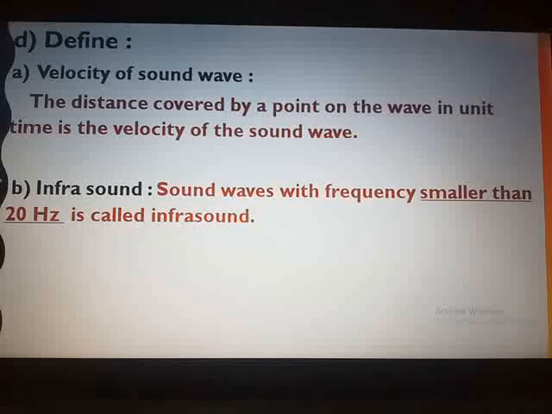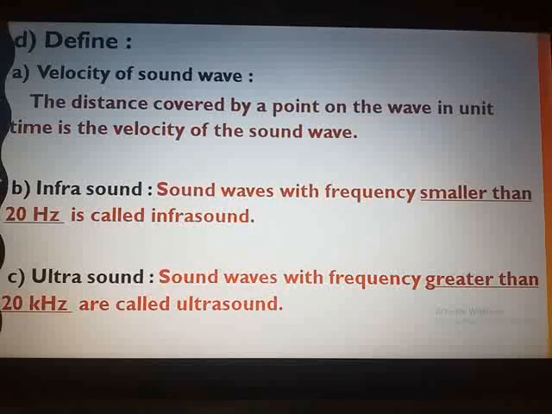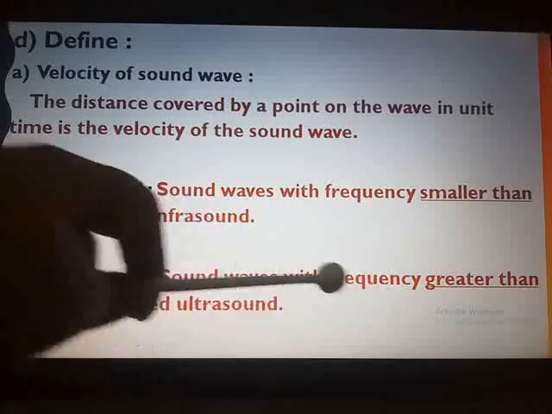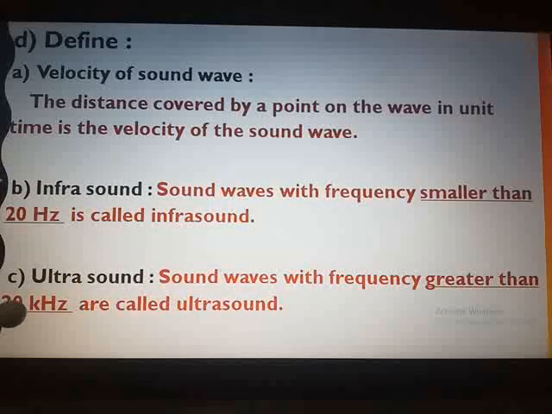In that paragraph, 7th line you will get: sound with frequency smaller than 20 Hz is called infrasound. And the third last line of that paragraph is your next additional definition, ultrasound. Sound waves with frequency greater than 20 kilohertz are called ultrasound.